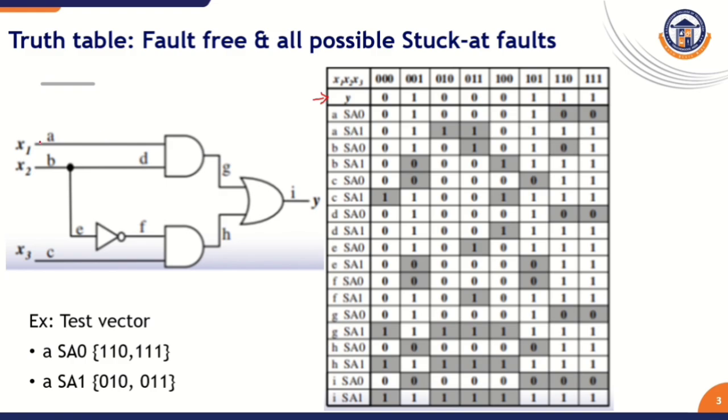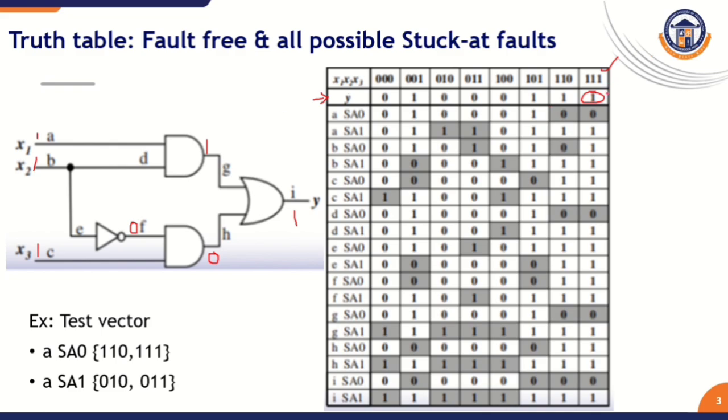For example, here we are applying 1 1 1. At that time, what is the AND gate output value for 1 1 1? What is the inverter output when we are applying 1 0? When we are applying the combination 0 1 for this AND gate, what is the output response? 0. When we are applying the input combination 1 0 for this OR gate, what is the response? 1. This is the output value for this input combination.